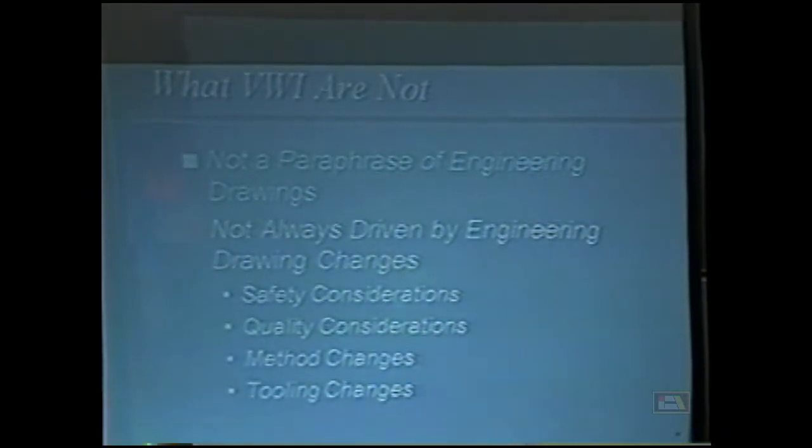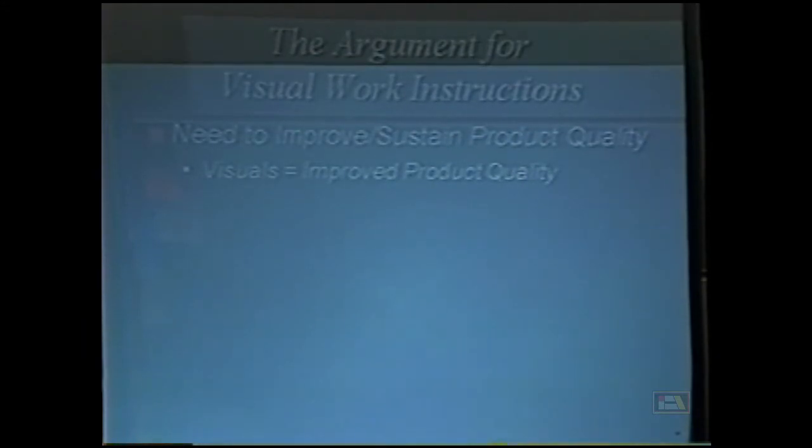The argument for visual work instruction is the need to improve and sustain product quality. If a picture's worth 1,000 words, I think visuals are going to equate to improved quality on the shop floor. And I know that in some of the product launches, especially Burlington, there were huge pictures put on the shop floor to show the employees what we have to do to put that new product together. So I think we've already tested and proven that concept.